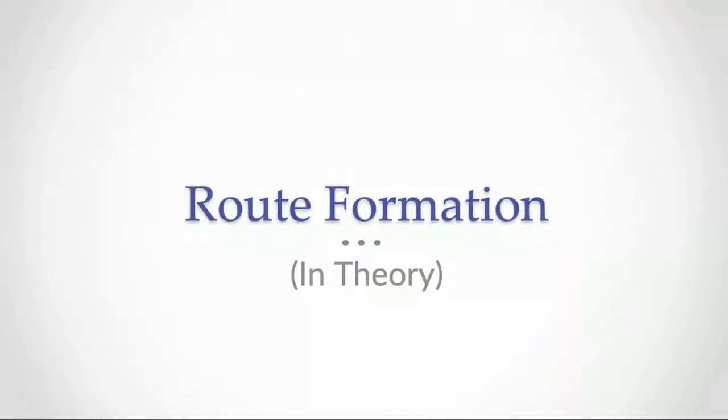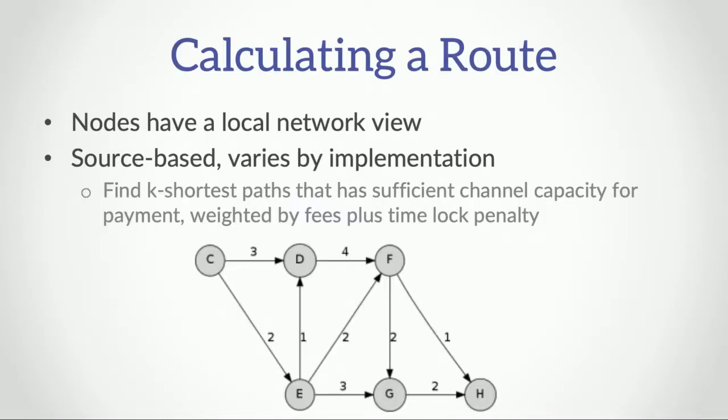So route formation is every node that is sending a payment does their own route formation. And this isn't actually defined in the protocol, and it's left open-ended because there's not really a best way right now to route a payment from the sender to the receiver. So every node has their own view of the network. It might not be a complete view, but it's their own local view.